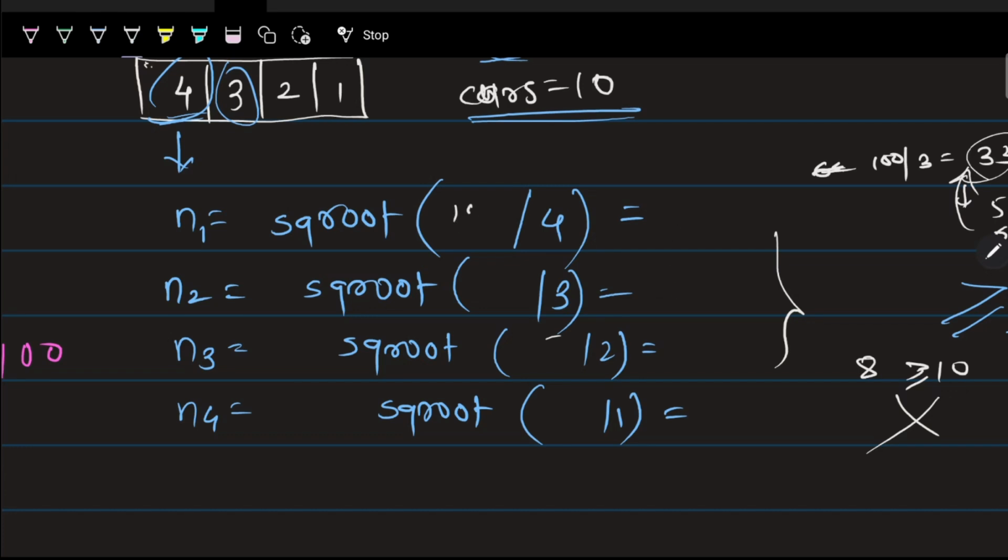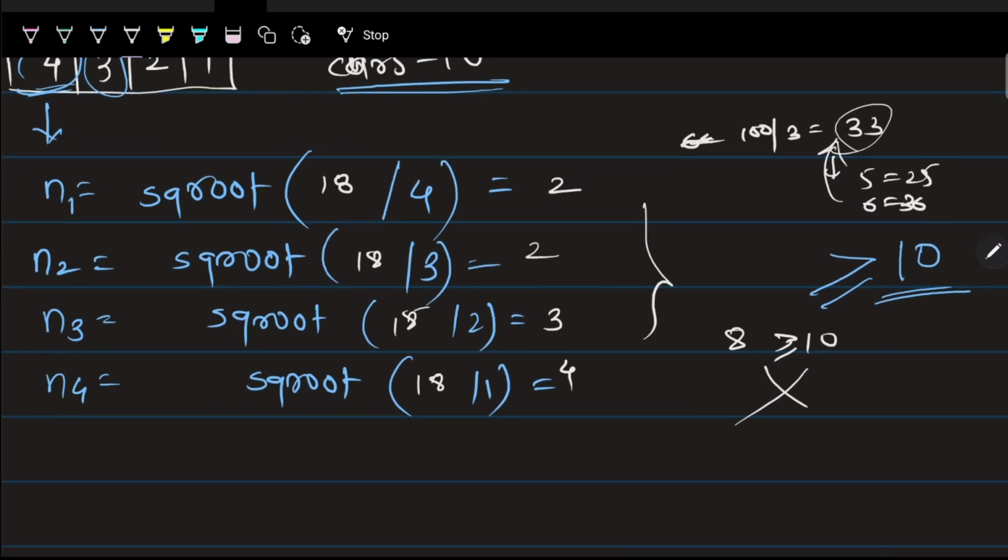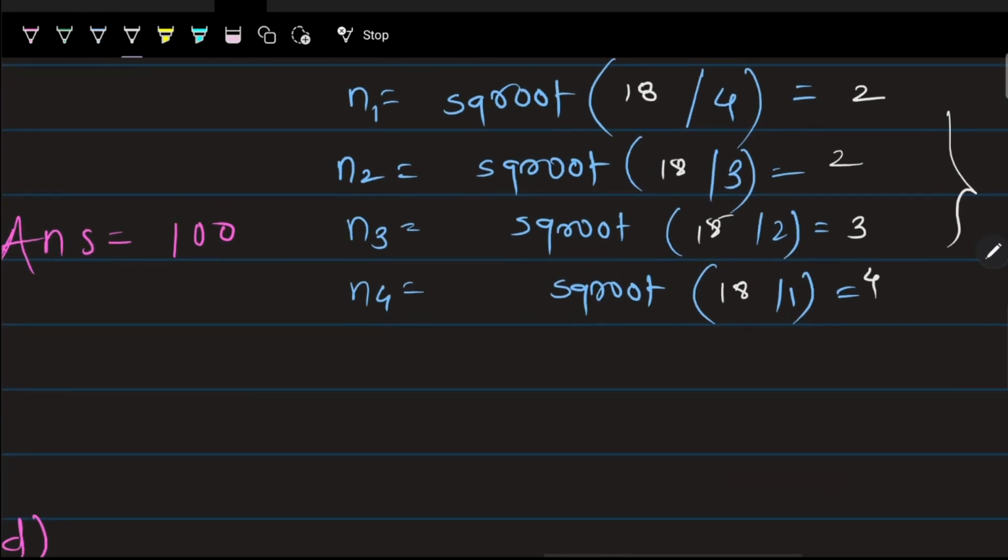So 18 divided by 4 is somewhere around 4, so square root of 4 is 2 only. 18 divided by 3 would be 6, so square root of 6 again 2. 18 divided by 2 is 9, square root of 9 is 3. 18 divided by 1, square root of 18 would be around 4. What is the addition? 4 plus 3 is 7, 7 plus 2 is 9, 9 plus 2 is 11. So in this case I am getting 11. So 11 is of course greater than or equal to 10. So yeah, it is returning true.